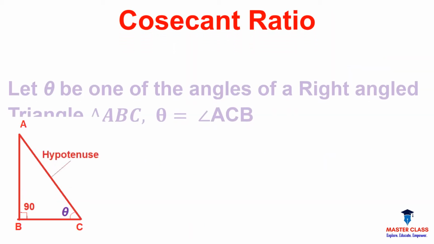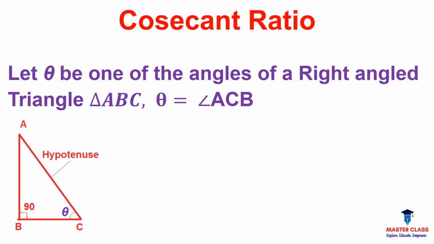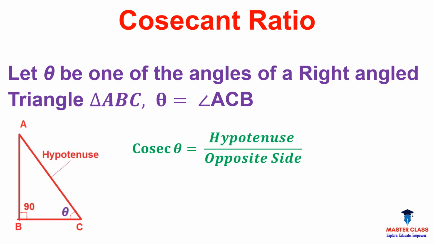We will note here that secant has been abbreviated as sec. Cosecant ratio. Let theta be one of the angles of a right angle triangle, triangle ABC. Let theta be equal to angle ACB. Cosec theta therefore is defined as hypotenuse upon opposite side, or cosec theta is equal to AC upon AB.